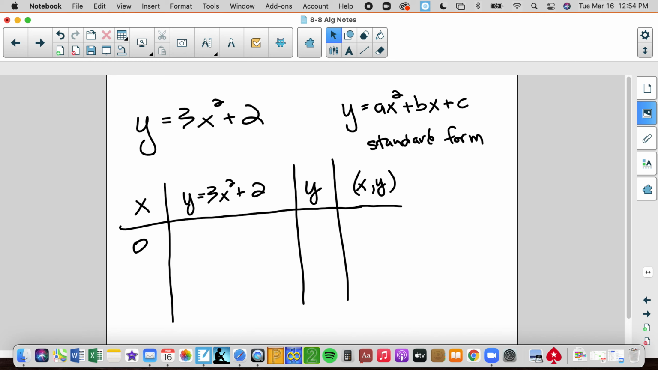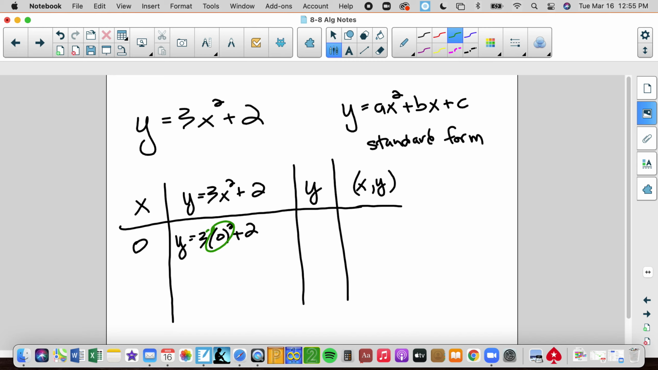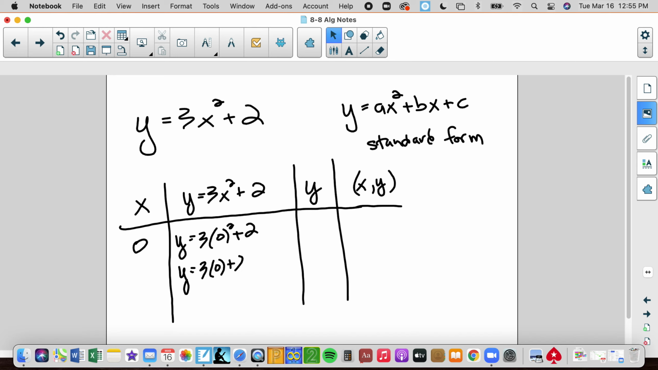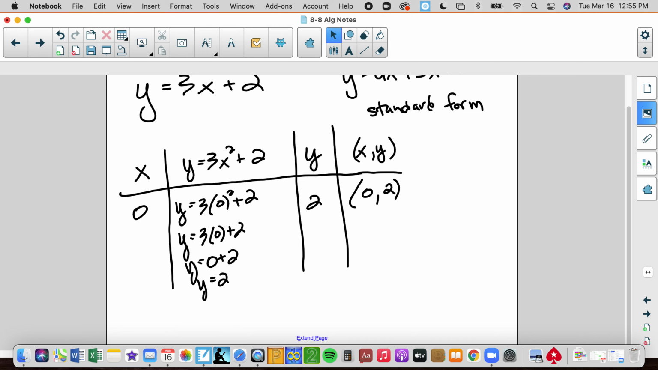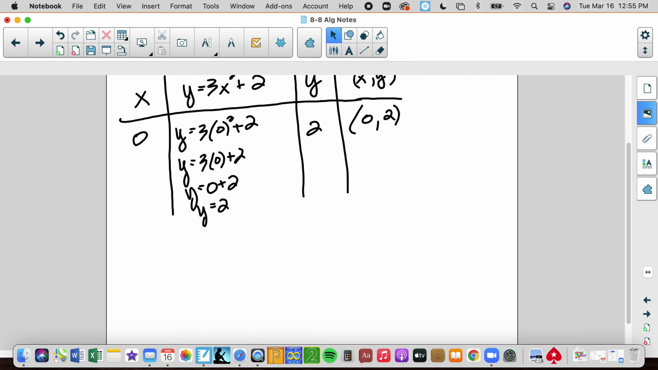The easiest value to always plug in is 0. So when we plug that in, we get 3 times 0 squared plus 2. Now we're always going to do what's being squared before multiplying. I find a lot of students will do 3 times 0 and then square it, but you have to square 0, then multiply by 3. Order of operations: squaring and then multiplying. And you get 2.